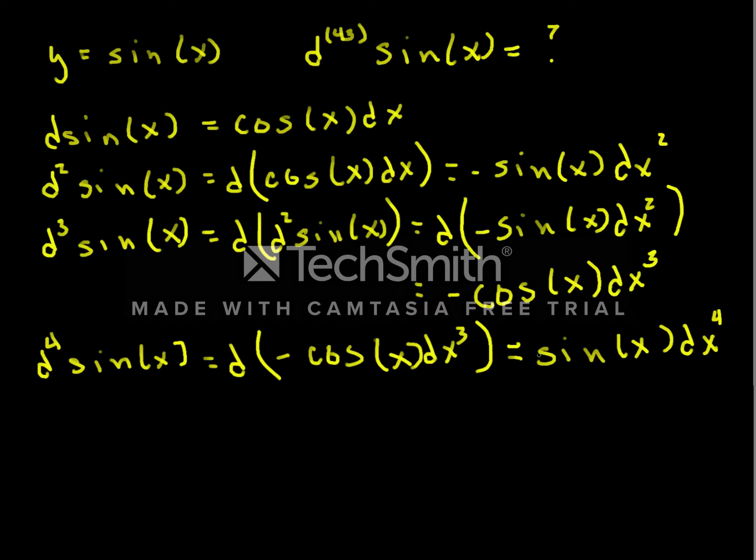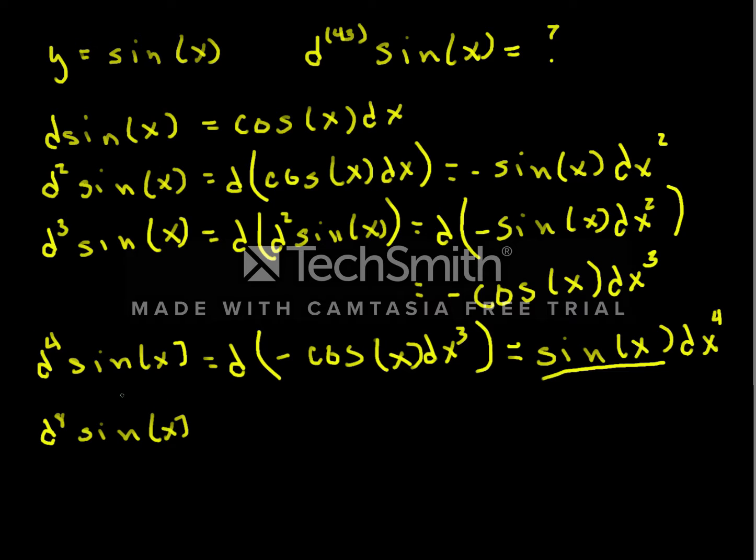So what does this tell us? Not what the 43rd differential of sine is, but at least that every fourth differential, we come back around to sine again. There's a periodic nature of the derivatives of sine. So that means if I take the differential 4 more times, that would be the 8th differential of sine of x.